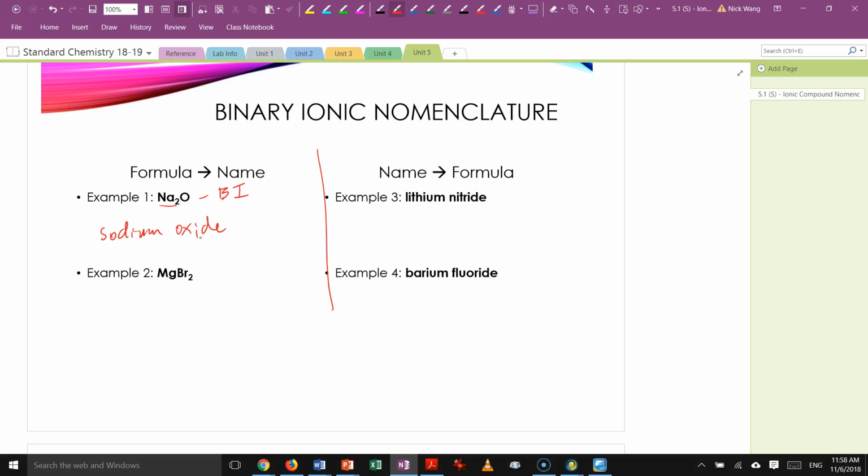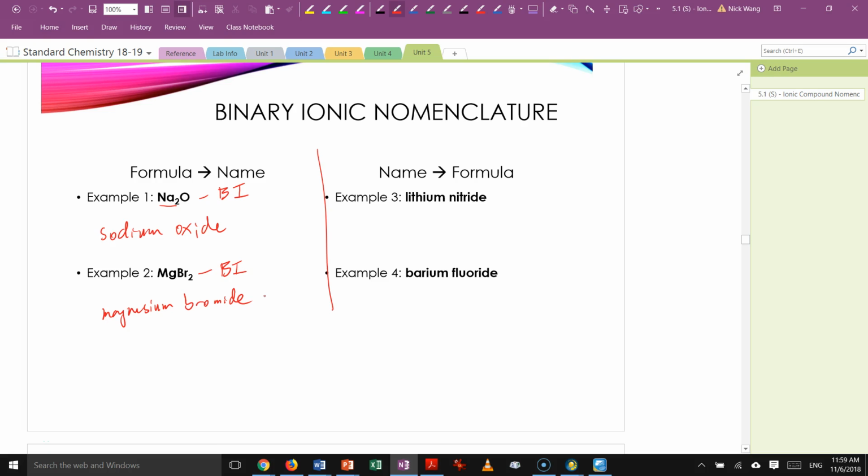What about MgBr2? Same thing. So MgBr2, we know that this is a metal and this is a non-metal, magnesium and bromine. You've got to look at those identities on the periodic table to know it's going to be an ionic compound. But more specifically, it's a binary ionic compound because there's only two elements involved. So Mg is magnesium, no change to the positive cation. And the second element becomes bromide.